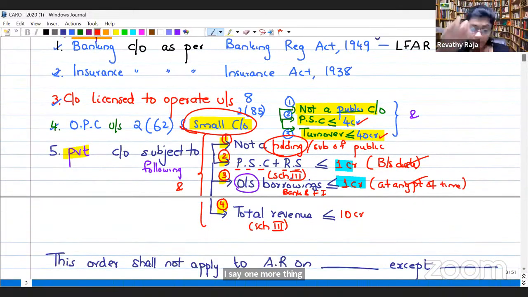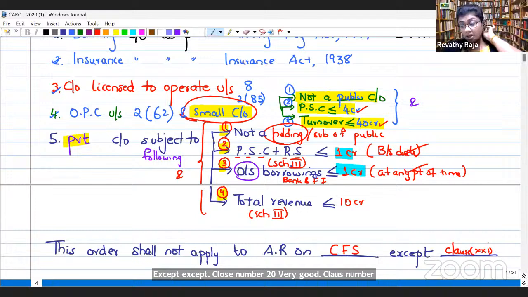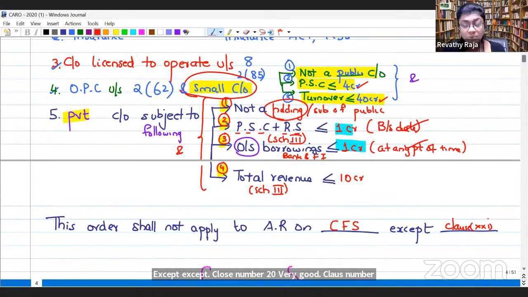In this order, Caro shall not apply to the audit report on consolidated financial statements, except clause number 21. CA final students, kindly note you have a separate chapter called group audits, chapter number 13. So Caro will apply there. Inter students, you also have consolidated. I hope you know consolidated.